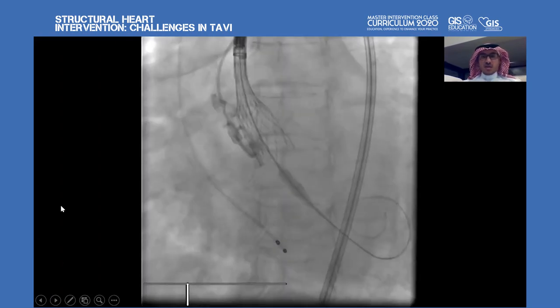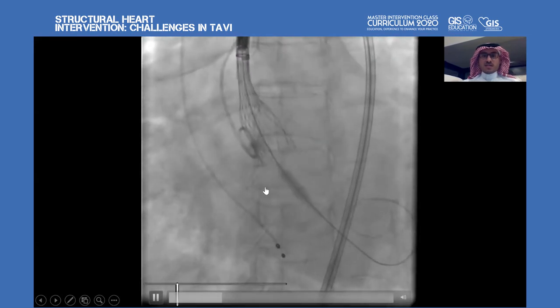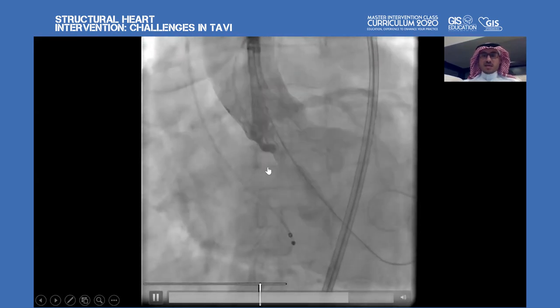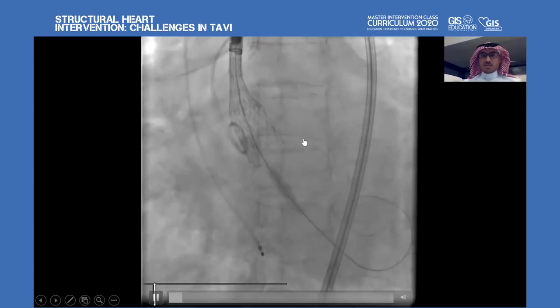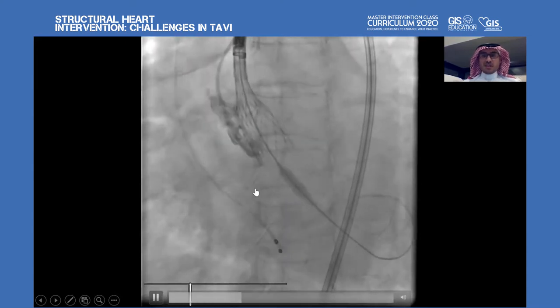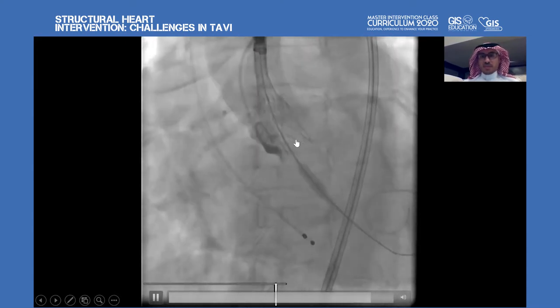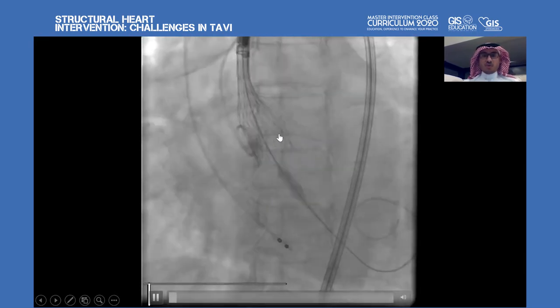So this is the valve partially open prior to deployment. And you can see that from this side, it's about 2 to 3 millimeter deep, and from this side, it's about 5 or 6 millimeter deep. However, given everything, we were pleased with this and we decided to let it go or fully deploy it.